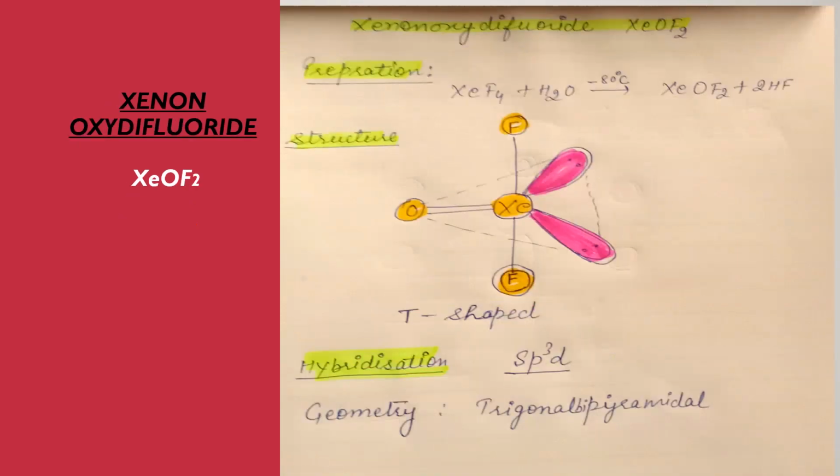The next xenon compound is xenon oxydifluoride. Xenon oxydifluoride is prepared by the slow hydrolysis of xenon tetrafluoride at a very low temperature. Structure: xenon oxydifluoride has a T-shaped structure which involves sp3d hybridization and has trigonal bipyramidal geometry.